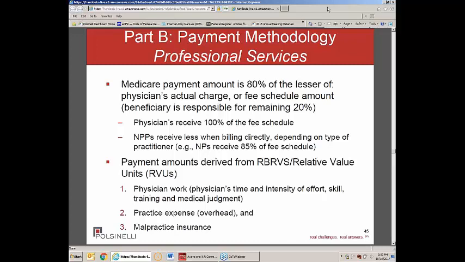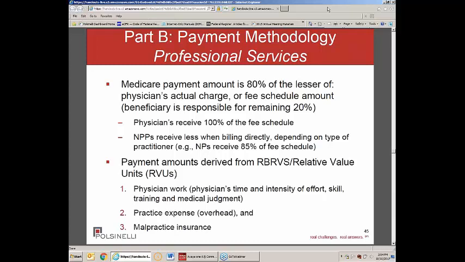And the actual payment rates on the fee schedule are derived from what are referred to as RVUs, relative value units, and those take into consideration the amount of work and the overhead expenses that Medicare expects to go into that service. Under the physician fee schedule, when physicians bill directly for their services, they receive 100% of the fee schedule. 80% of that amount comes directly from Medicare, and 20% comes from the beneficiary through copays.